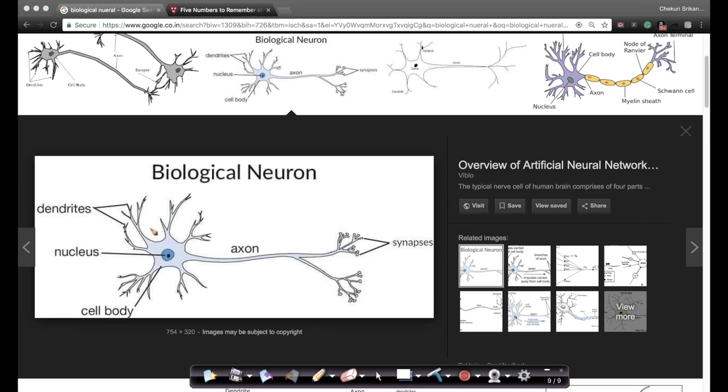Since we have seen how a biological neuron looks, the big question here is how does a biological neural network get built up, right? So a neural network here is nothing but an interconnection of neurons.